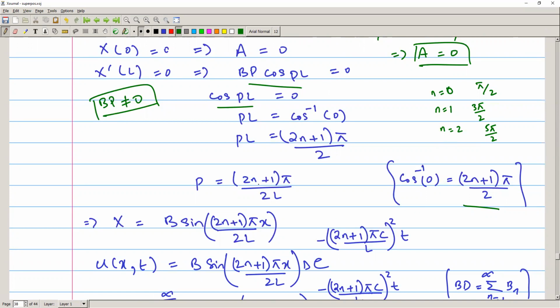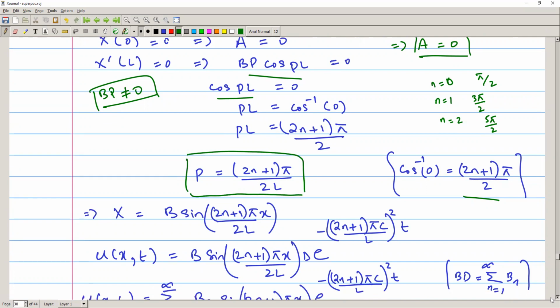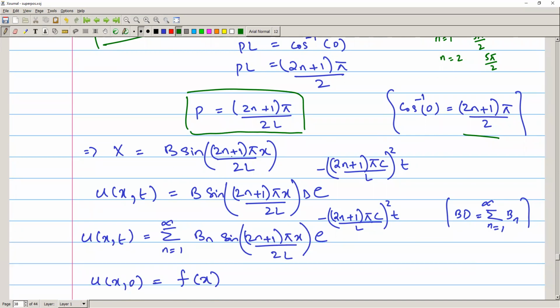And so we will plug this value of p in the equations of x and t. Then we will write it combinedly. So x will be equal to b sine 2n plus 1 pi x over 2l. And t will be equal to d e to the power negative 2n plus 1 pi c over 2l, squared, times t, right? So here this is the exponential of this whole function, right?